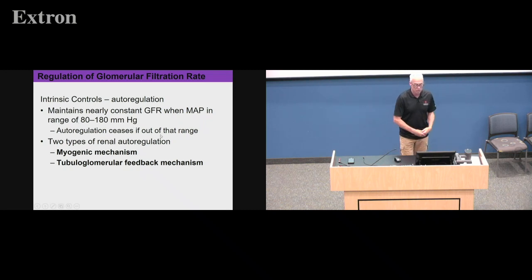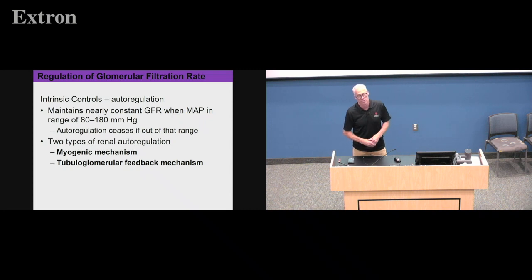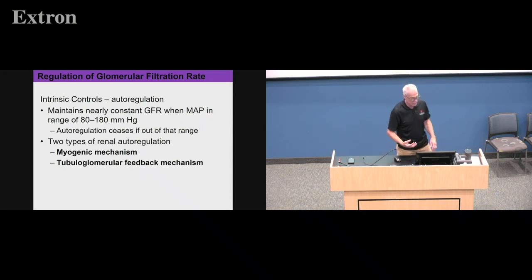So the intrinsic controls, you could also call them autoregulation. We talked about autoregulation of blood flow in all the organs when we talked about the cardiovascular system, and we, for example, talked about metabolic autoregulation. Each organ determines its own blood flow according to its metabolic needs. Now we're talking about autoregulation of glomerular filtration rate. How fast are we forming urine? How is that going to impact blood volume and blood pressure?